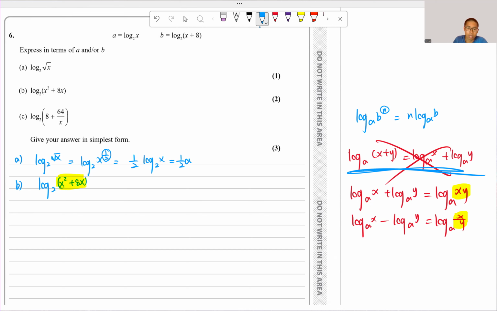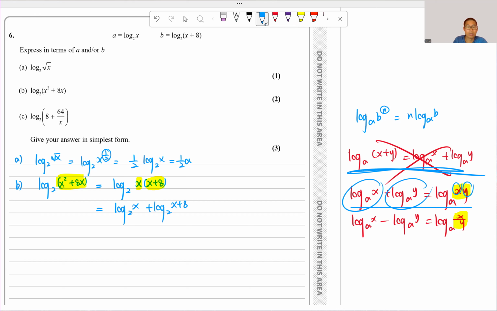So the only way we can apply this is to change into a product. Because in x squared plus 8x, x is a common factor, we can factorize out x, then that would be x times (x plus 8). And now we have a product, x times x plus 8. So then we can split this into two different logarithms using this rule. If you have log base a of x times y, you can write it as two logarithms added together. So we have log base 2 of x plus log base 2 of (x plus 8).